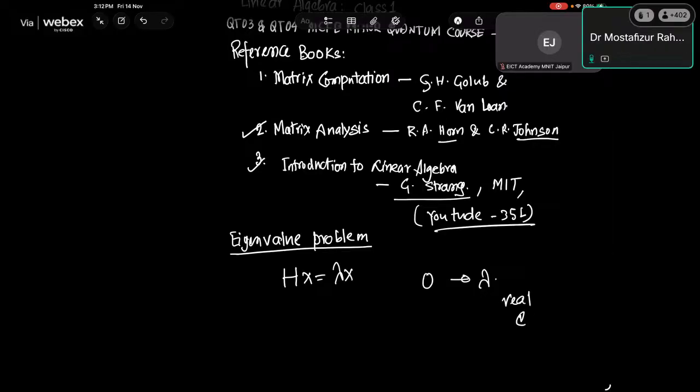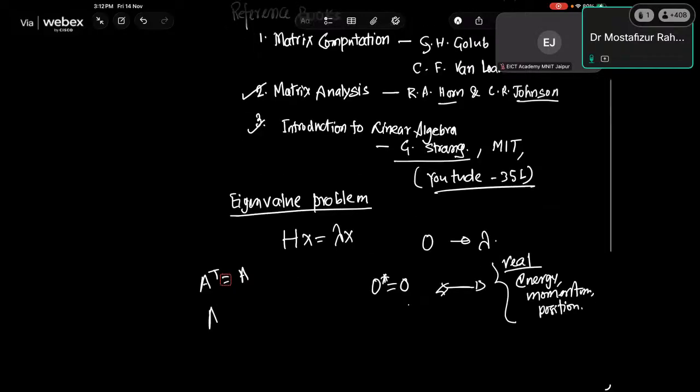For example, energy, momentum, position, right? So all these are basically eigenvalues, lambdas. They are real eigenvalues, right? Corresponding to an operator. And that operator has to be a Hermitian operator. So that means O star equals O, right? So O is a mathematical operator here. Like A transpose equals A is a symmetric matrix, right? And if A star, that is the complex Hermitian part, the transpose and complex conjugate, so A star equals A.